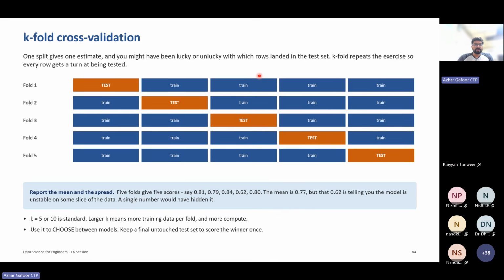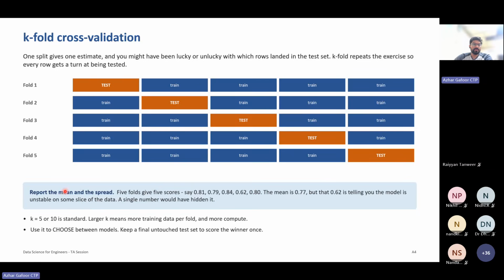So k-fold validation is a technique in which we repeat the exercise so that every row gets a turn at being tested. Without increasing the complexity of the model, we are making the model learn from the whole data, without the need for a huge amount of data.